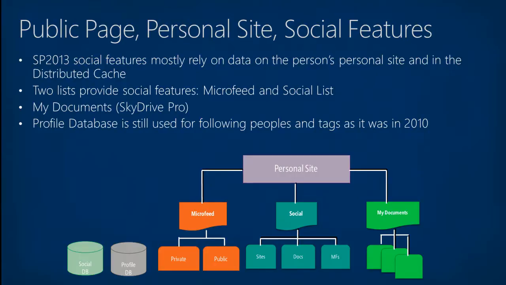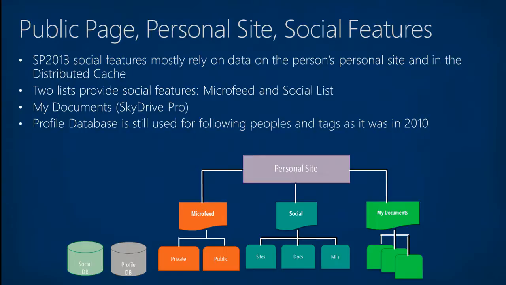Within that site, we have two lists. We have a microfeed list and we have a social list. Within that microfeed list, we have a private view for the things that are security trimmed specifically for those, and we have a public view, which are the things that are going to be projected and made available for others to see. We also have a social list, and that social list is where we actually keep track of things like the sites that we're following, the documents that we're following, and some of the other responses from microfeeds.